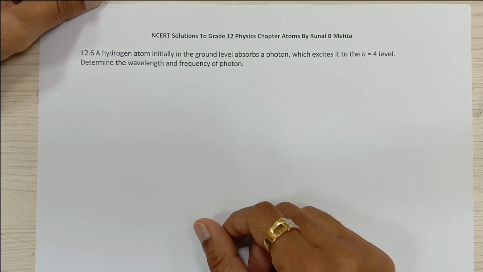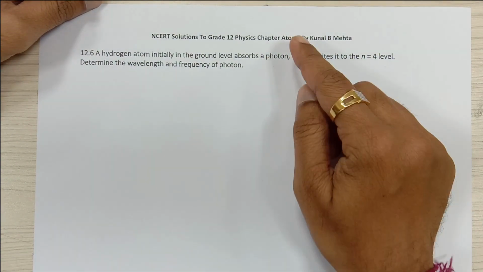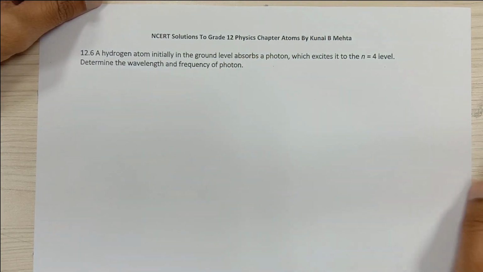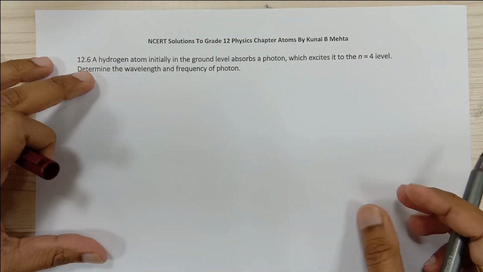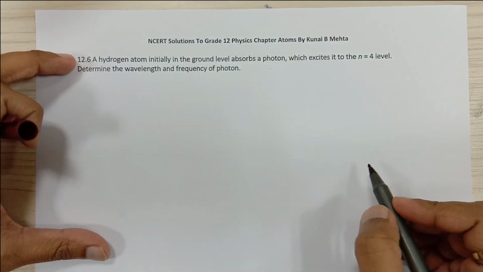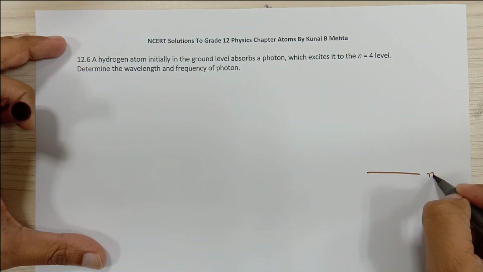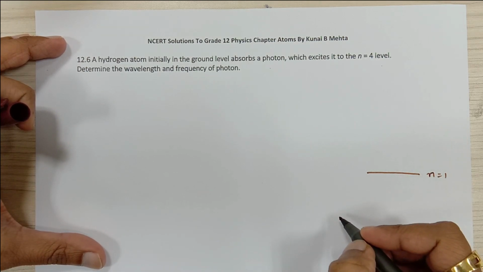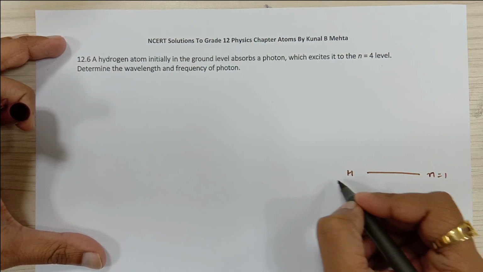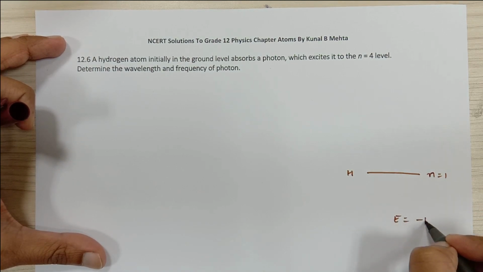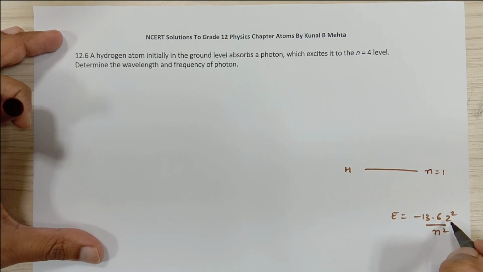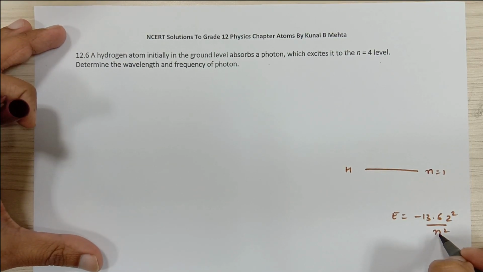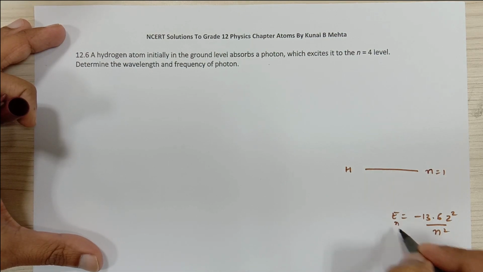So today I'm going to discuss problem number 12.6 of the atoms chapter, grade 12 physics, and this is one of the NCERT textbook problems. What we are being given is a hydrogen atom initially at the ground level. That means we have orbit number 1, and this is a hydrogen atom, and we know that the energy formula is minus 13.6 Z square upon n square, where Z is the atomic number and n is the orbit number, right? Energy of the nth orbit.